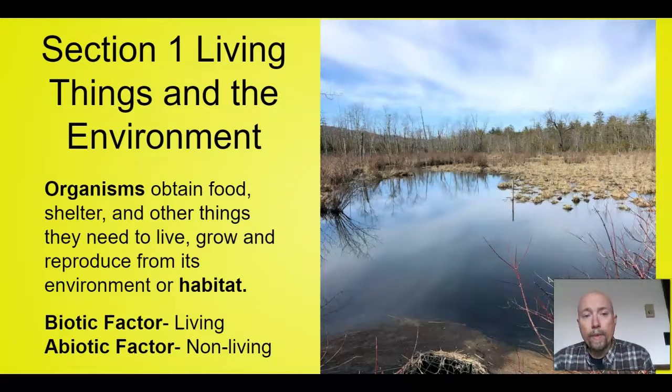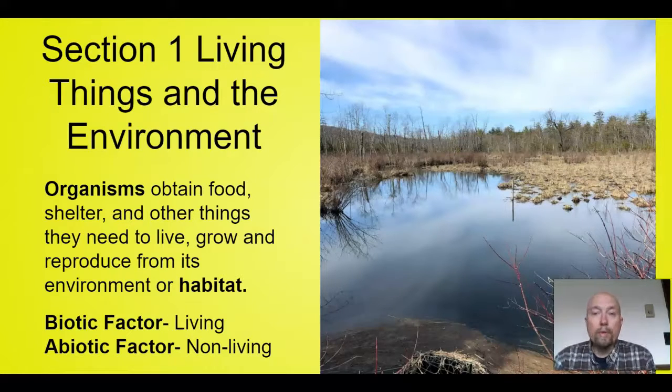So organisms obtain food, shelter, and other things they need to live, grow, and reproduce from their environment or their habitat. So that's what a habitat is. It's where an organism lives, basically. It's where you can find them, where they get their food, where they move around. So take a look at this picture here. This whole picture itself could be a habitat.